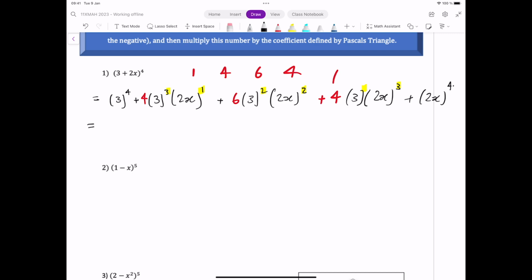All we have to do is now figure out these coefficients. So 3 to the power of 4 is 81, plus 4 times 3 cubed times 2 is 216x, plus 6 times 3 squared times 2 squared, that's 72, I apologize. That's 72, this is 216x, plus 4 times 3 times 2 to the power of 3 is 96x cubed, and 2 to the power of 4, I believe 16, so plus 16x to the power of 4.